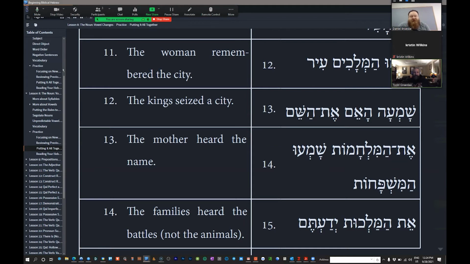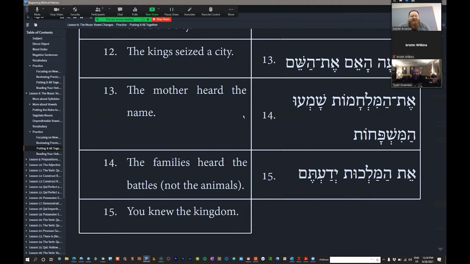The battles is what they heard. You know, the family heard the battles is being emphasized. But like I say, it's a very strange way to communicate that emphasis. Agreed. All right. Well, Kristen, anything else you want to go over?